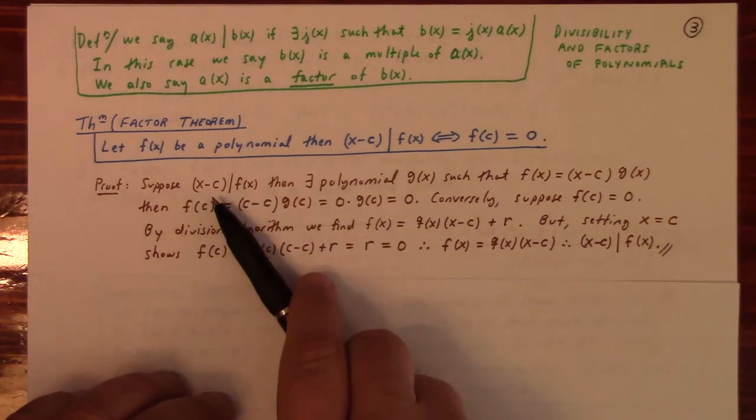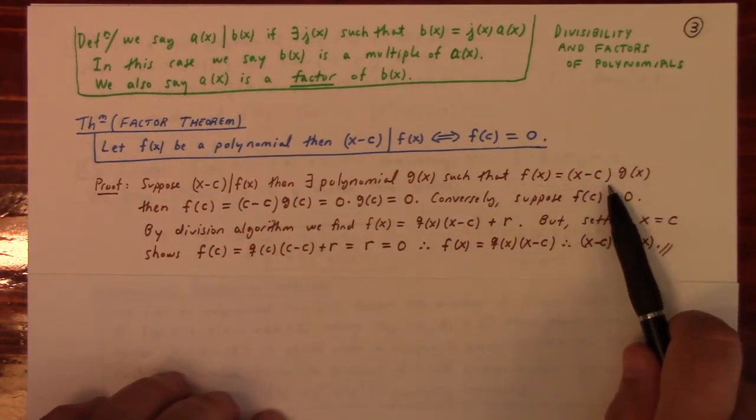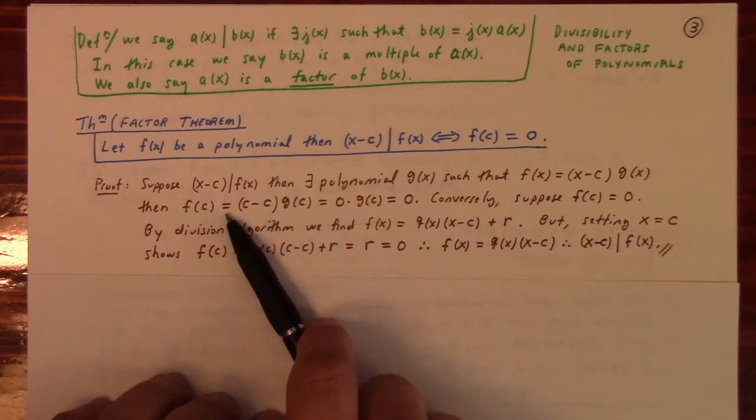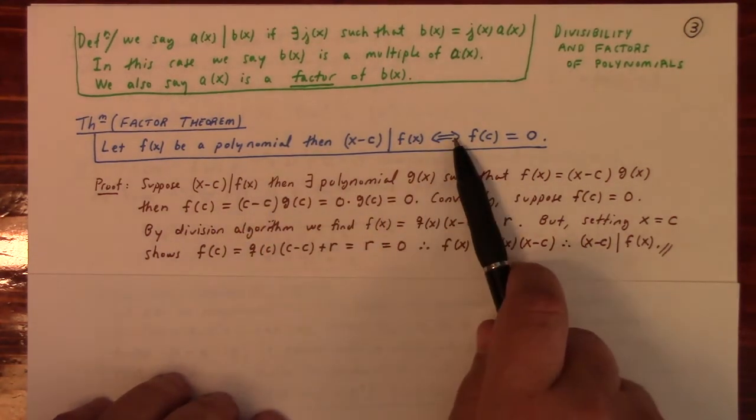So if x minus c is a factor, that means f of x is a multiple of x minus c. So when you plug in c, you get 0. That's the forward direction of the biconditional here.